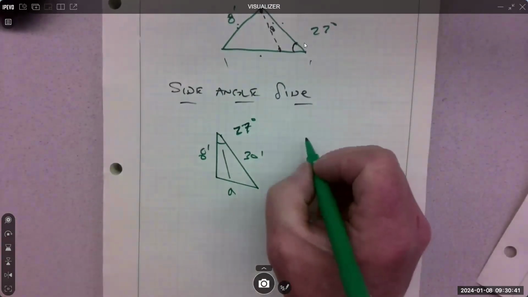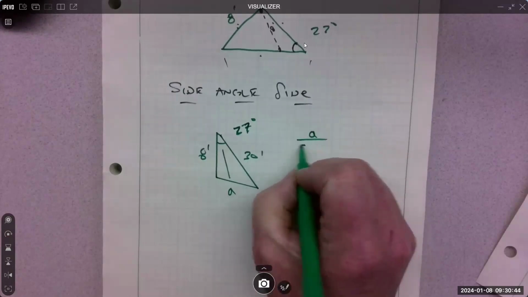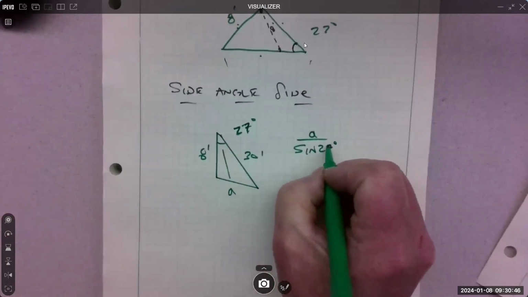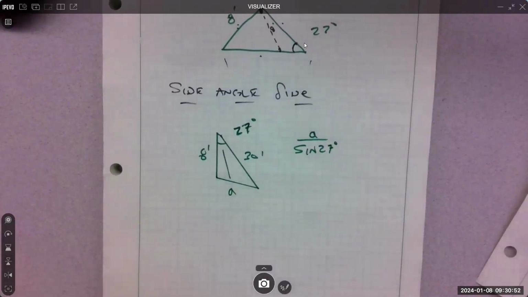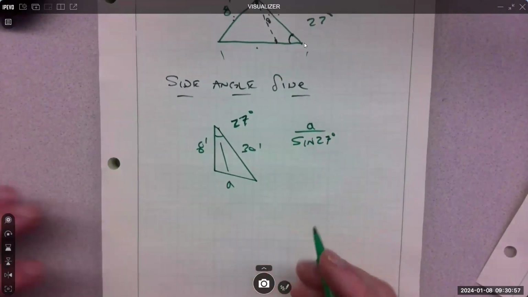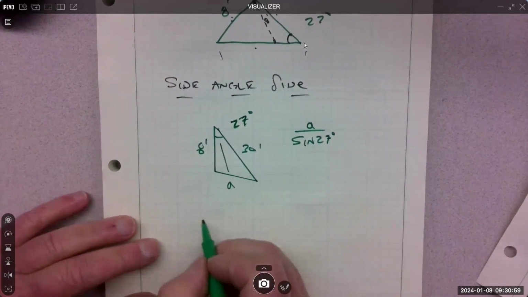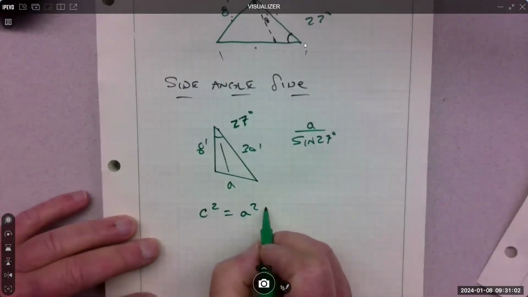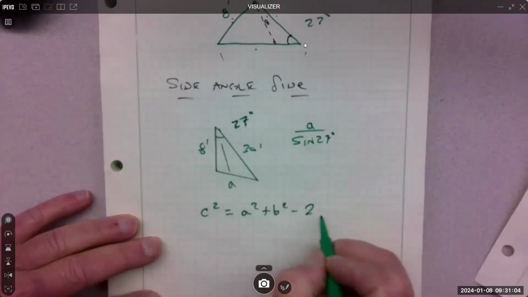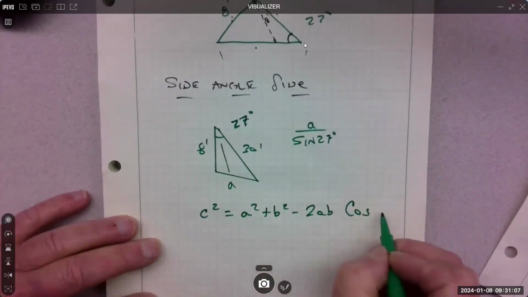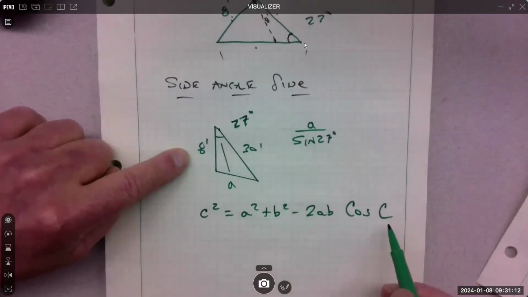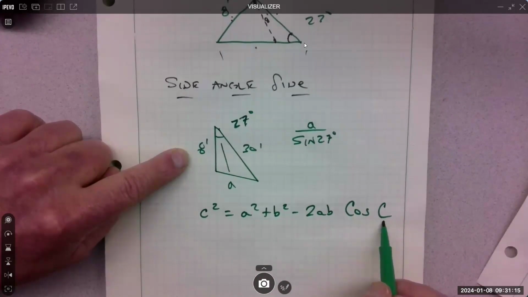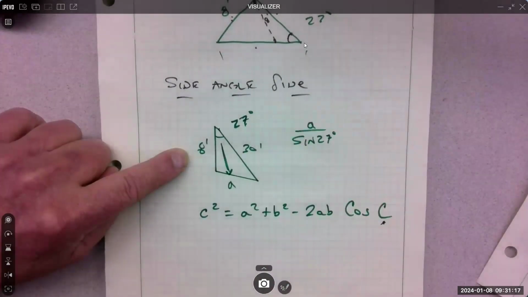So let's set it up as A over the sine of 27 degrees. Oh, this is not gonna work either because we don't have enough info. We definitely have to use another triangle within the triangle. You should be able to use the cosine law: C squared equals A squared plus B squared minus 2AB cosine C, because we know two sides and we know the angle. So this would just give us this opposite side.